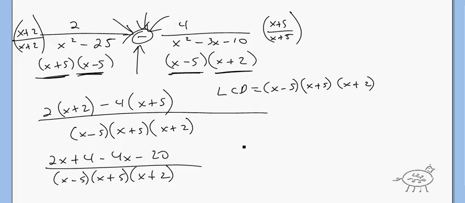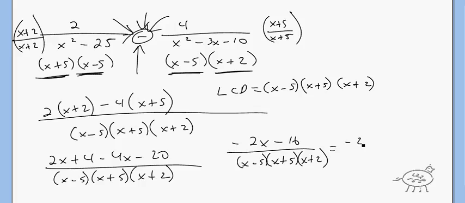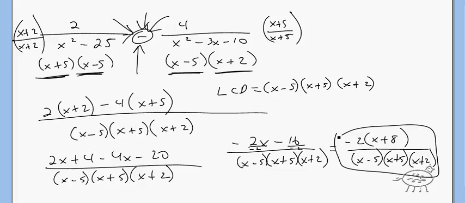Okay, combine like terms. I get negative 2x minus 16 over x minus 5, x plus 5, x plus 2. Okay, and then the last step is factor out a negative 2. And if I divide each of these by negative 2, I get x plus 8, and on the bottom x minus 5, x plus 5, x plus 2. Nothing to cancel out. So that nasty little answer is my answer. It's my final answer. All right?